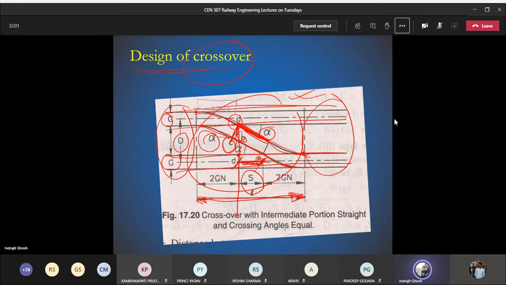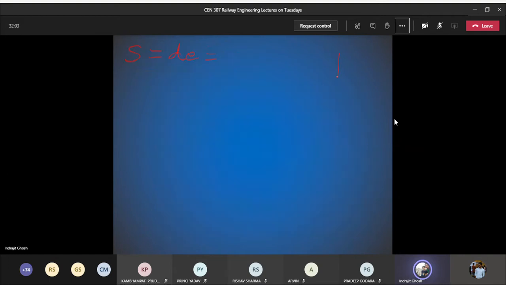What can we see about DE? So let us consider this triangle BDE. This is alpha. What can we say about DE? DE we can say is BD cot alpha.